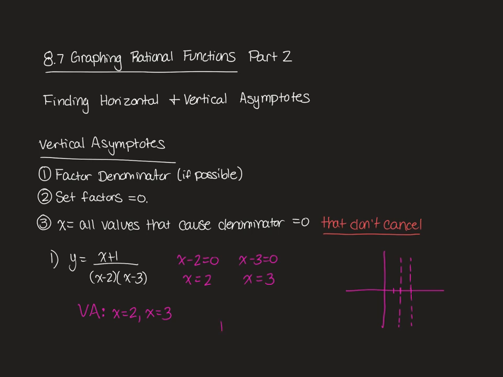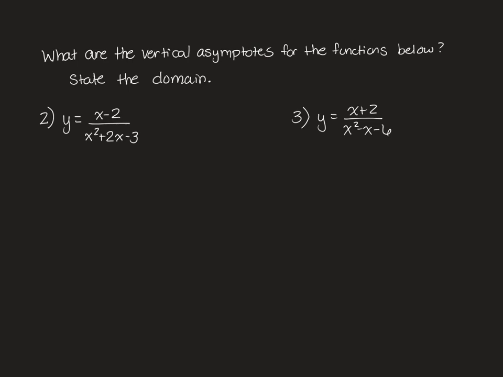That means that my domain is split up at 2 and 3. So we go from negative infinity to 2, between 2 and 3, and then 3 to infinity. So let's look at a couple more examples. What are the vertical asymptotes for the functions below?